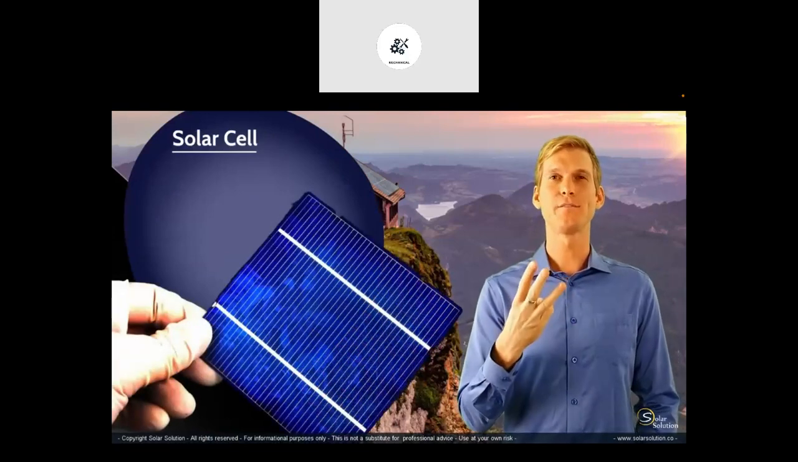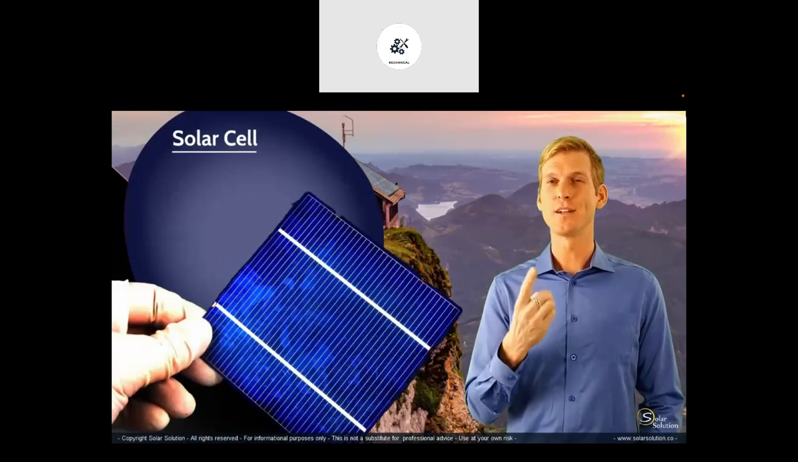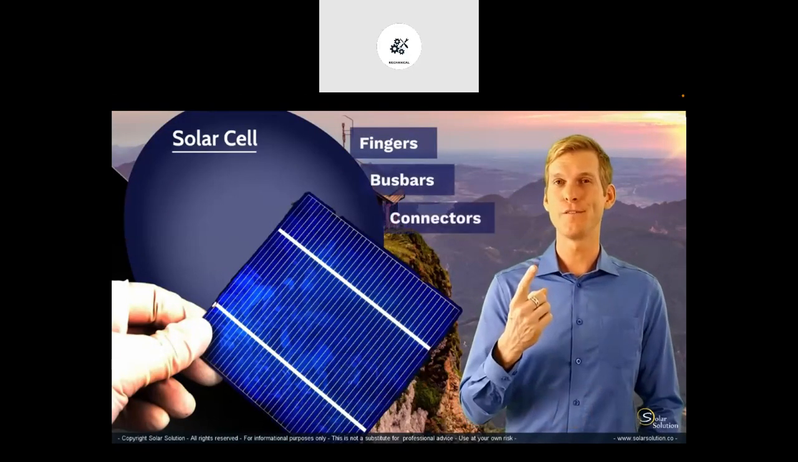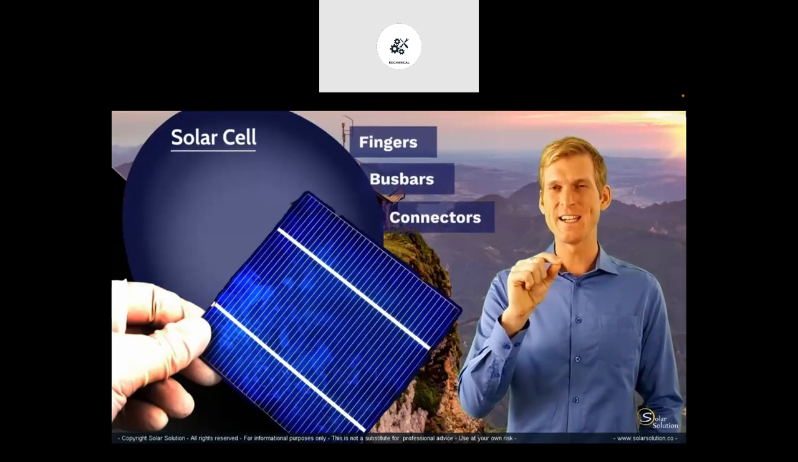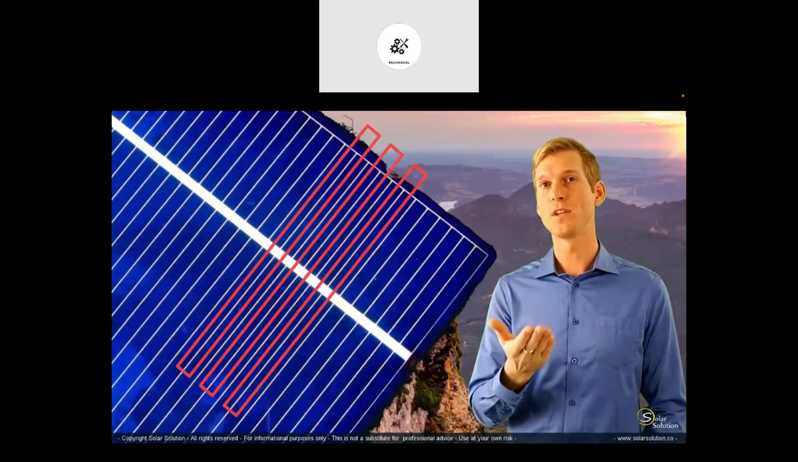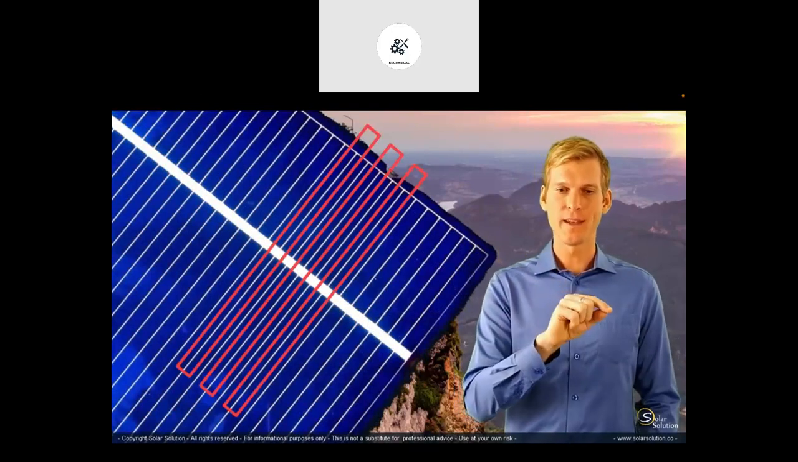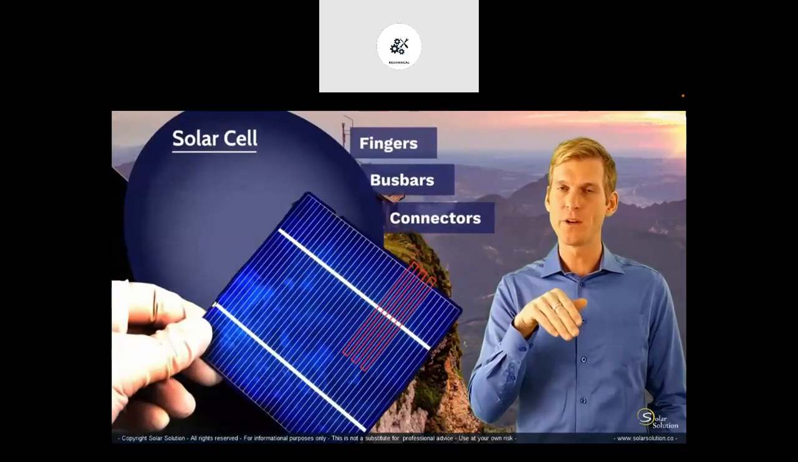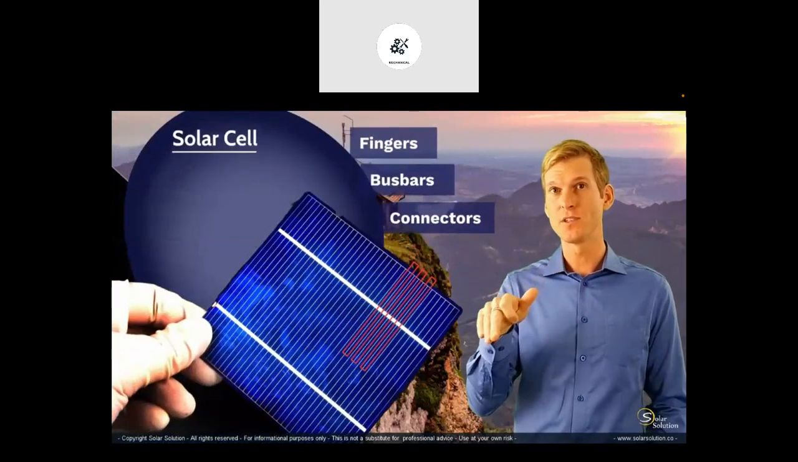So let's have a look first at the solar cell. What you can see here is a polycrystalline solar cell like we discussed before, and I want to point out 3 different components of the cell. We'll look at the fingers, the bus bars and the connectors. The first one, the fingers, are the very tiny, narrow strips of conductive material which are attached on both sides of the solar cell.